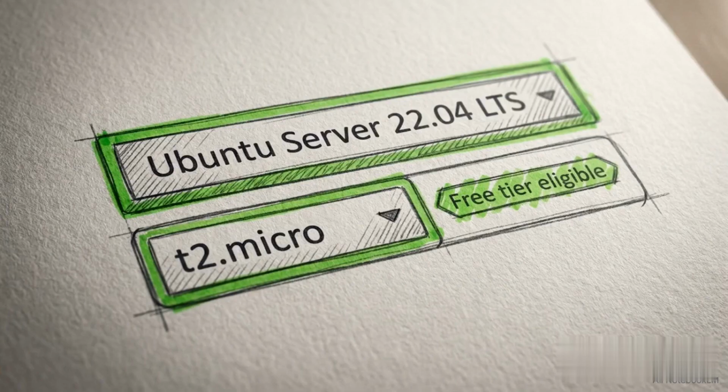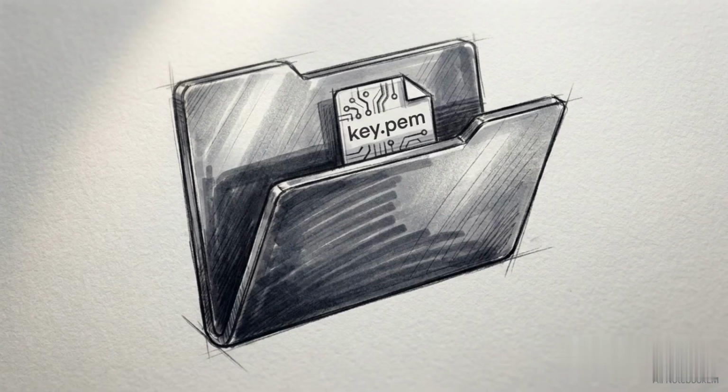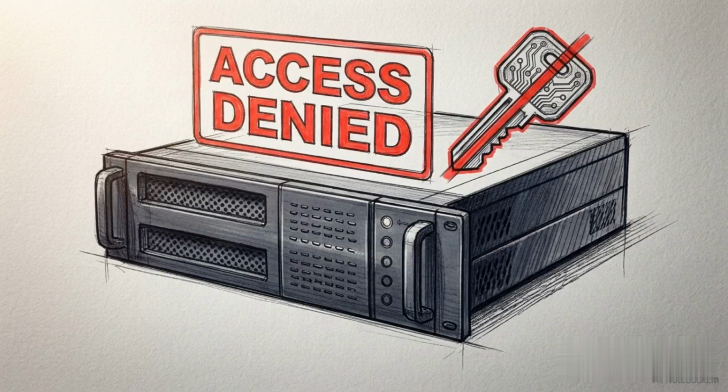Start in your AWS dashboard and launch a new EC2 instance. For most starting projects, selecting the Ubuntu operating system on a T2.micro instance provides plenty of power and usually falls under the free tier. During setup, you'll be prompted to create a key pair. Download this .pem file and store it somewhere safe. If you lose this key, you permanently lose SSH access to your server.